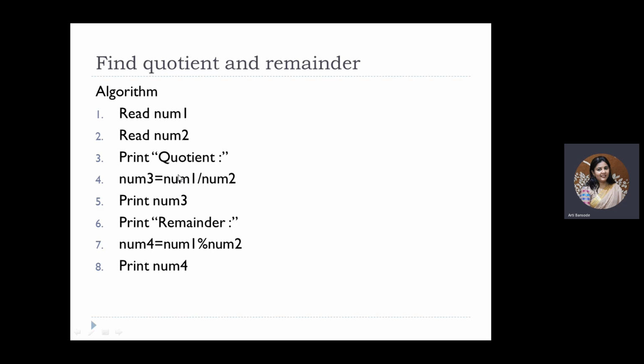So when I perform the division operation using this slash symbol, if I'm talking about 13 divided by 3, then here the value of num3 should be 4 and the remainder, the value of num4, will be 1. I hope you understood this. Please try this out. It is very important that you understand what quotient and remainder are. How do you calculate quotient and remainder in any programming language?